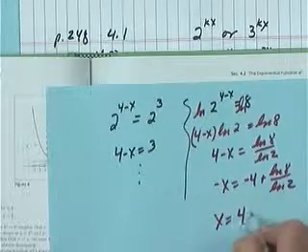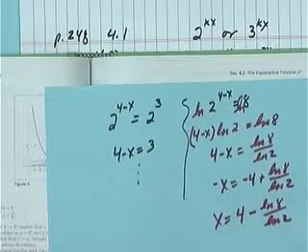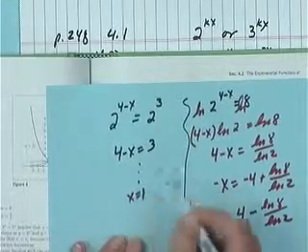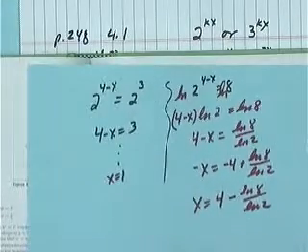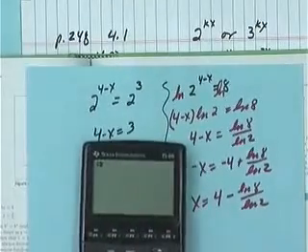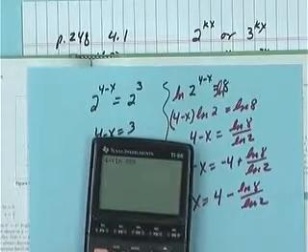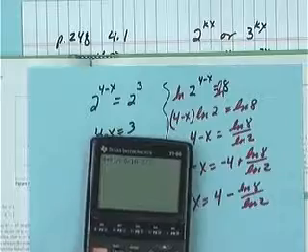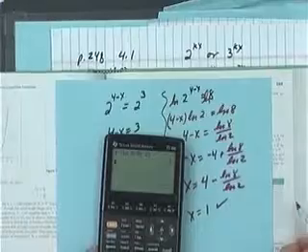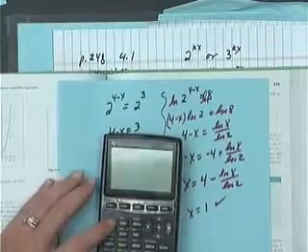So x is 4 minus natural log of 8 over natural log of 2, and then you just pull out your good old calculator. Let's get this answer over here. So all this work and x will be equal to 4 minus parentheses natural log of 8 divided by natural log of 2. And there's our answer, x equals 1. Check. Okay, so two ways you could solve these equations.